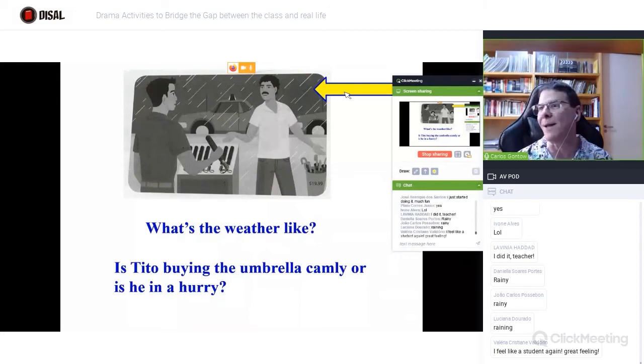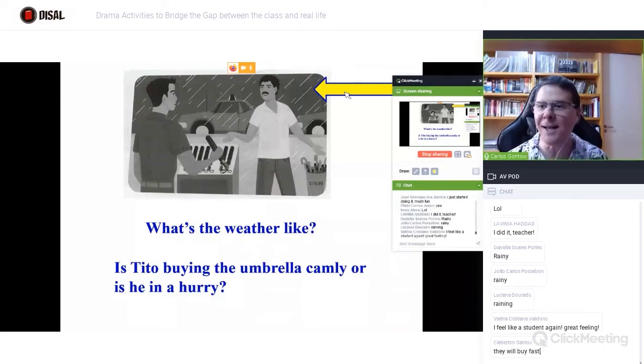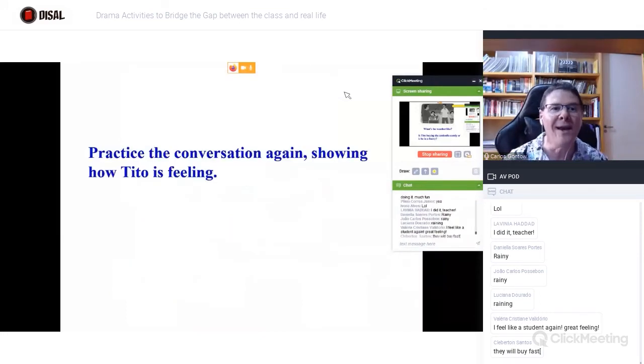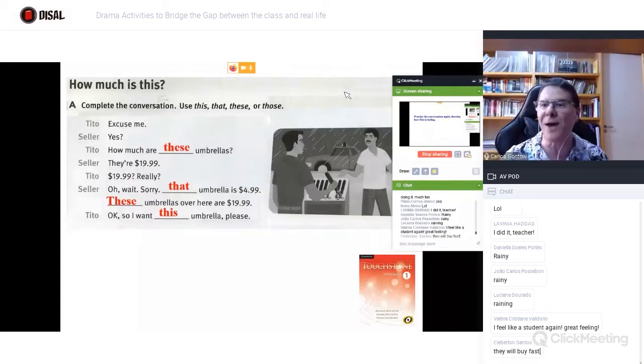Excuse me, how much is it? But it's raining, for Christ's sake. He needs to buy the umbrella fast. Okay, but otherwise it's gonna get wet. So we're gonna do this again, showing how Tito is feeling. He needs to buy the umbrella fast. Go.